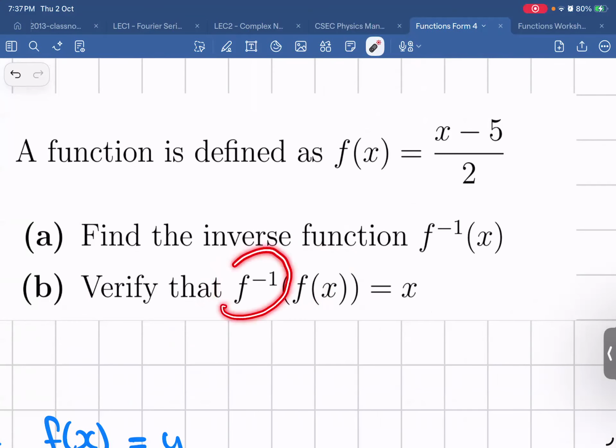Are you hearing me properly? Let me know if you're hearing me. Hello? Yeah, it's sounding better. It was sounding muffled. Oh, okay.